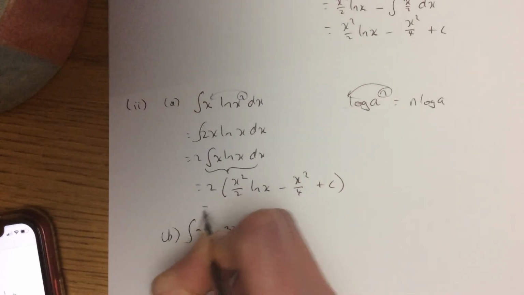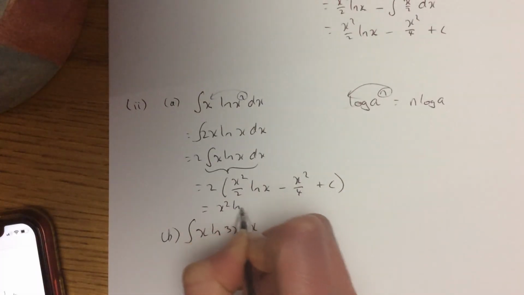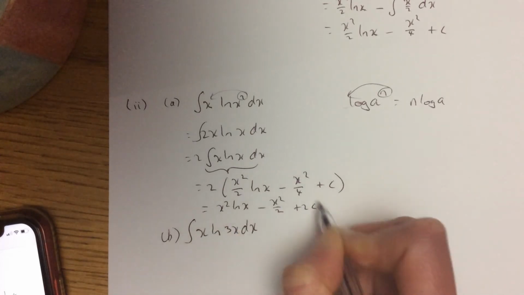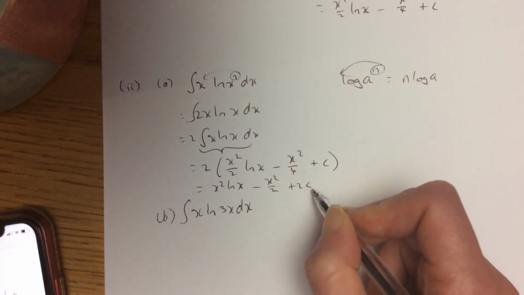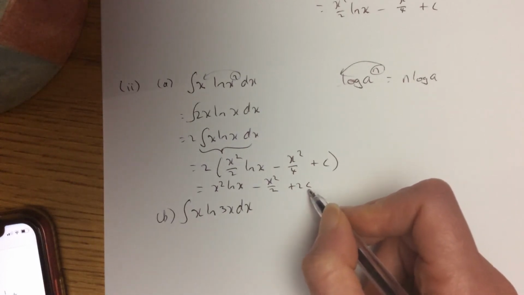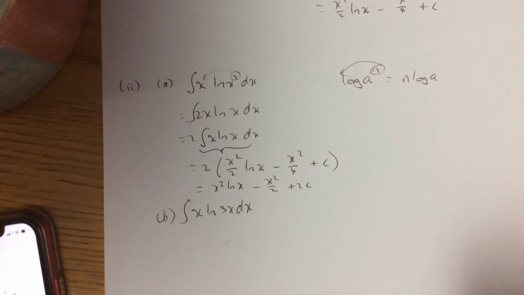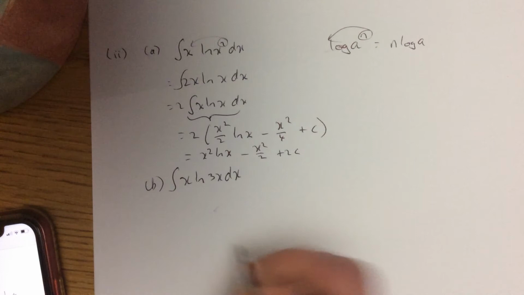So you can write your answer as x squared log x minus x squared over 2 plus 2c. Some people actually write that as a different constant. So you could write that as x squared log x minus x squared over 2 plus d, or any other random constant, doesn't matter.